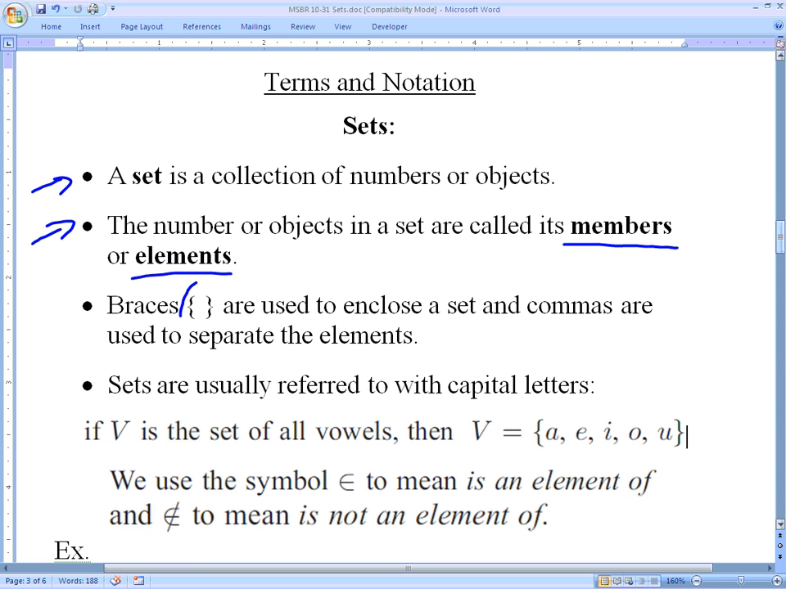We use braces to represent a set. That's set notation. They're used to enclose the set, and commas separate the elements or the members. Sets are usually referred to with capital letters.